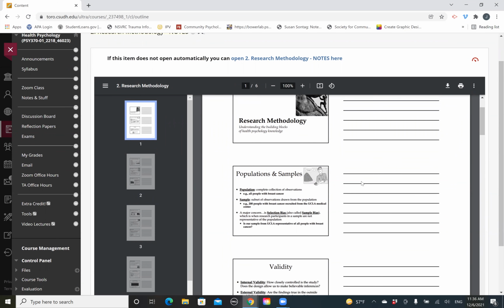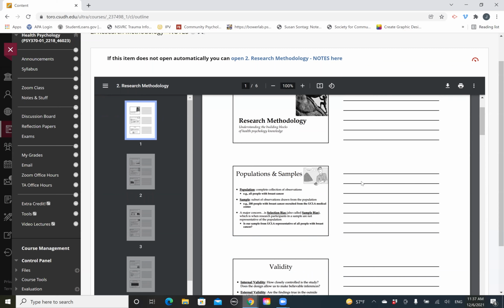So, basic things, and these are really important terms for you to know the definitions of: population, the complete collection of observations, for example, all people with breast cancer. A sample is a subset of observations drawn from the population. An example: 200 people with breast cancer recruited from the UCLA Medical Center. So when you are creating research, these are all important things to understand.